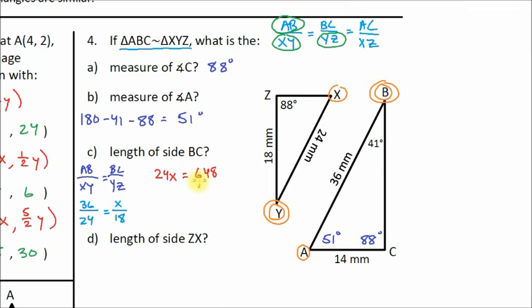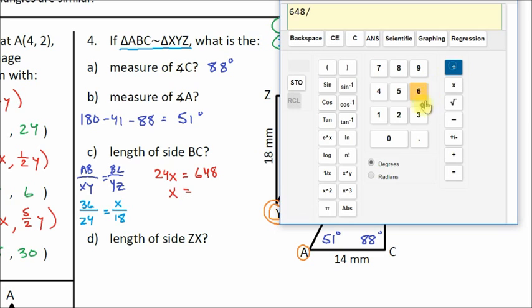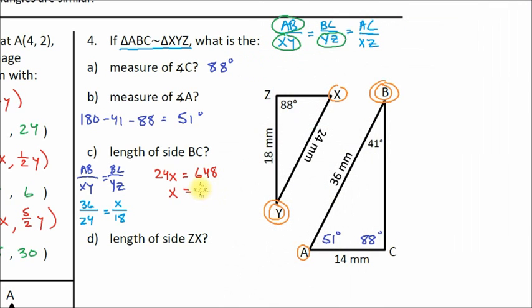Now I'll divide both sides by 24, and I'm going to end up with x equals, let's do that. 648 divided by 24 equals 27. So x is equal to 27. That means our final answer is BC equals 27, and our unit of measure is millimeters. So there's our answer for the length of BC.